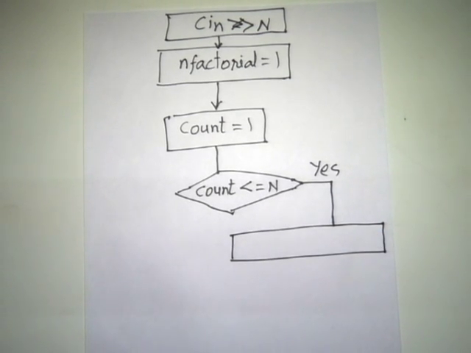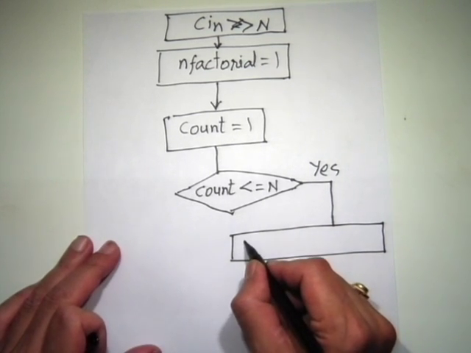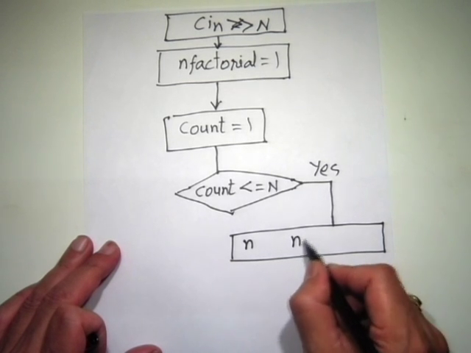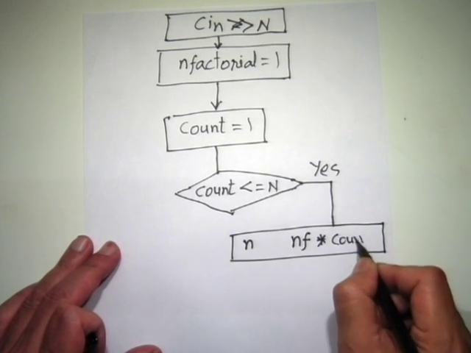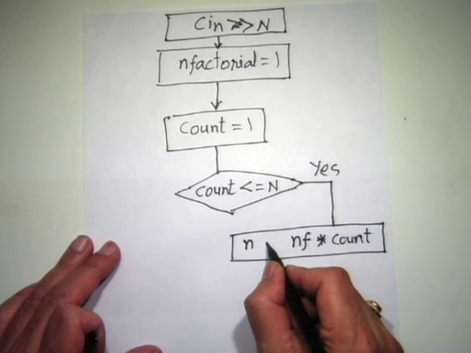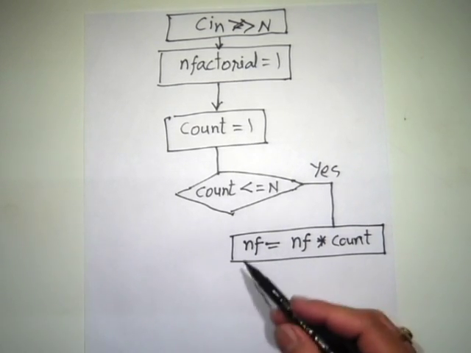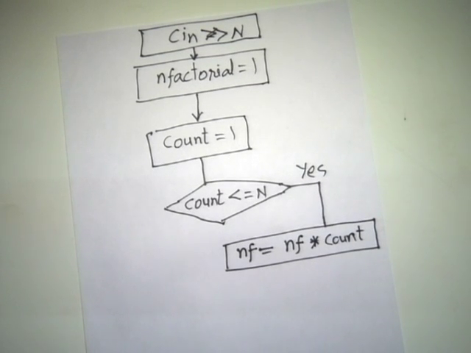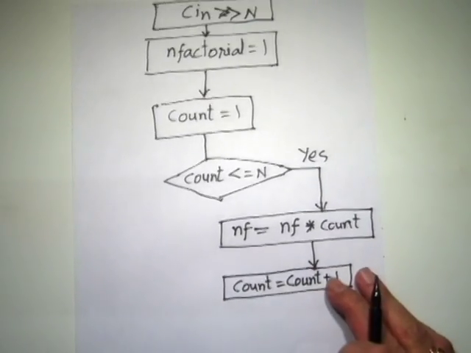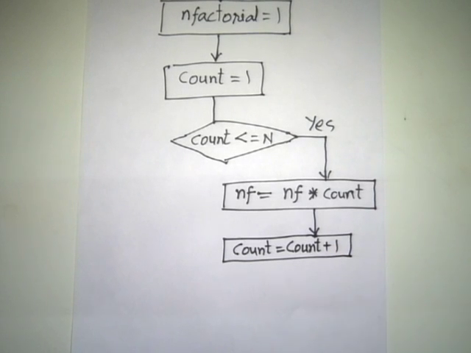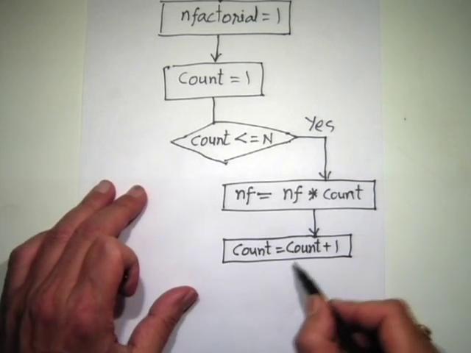If count is indeed less than or equal to n, it will execute that instruction written inside that for opening brace, closing brace, which is to multiply n factorial, which I write only as nf, multiplied by count, and put the value back into nf. Please note, nf on this paper is the same as n factorial. After this, after executing this instruction, it will add 1 to the count. Then, because it is a repetition, Dumbo will go back.